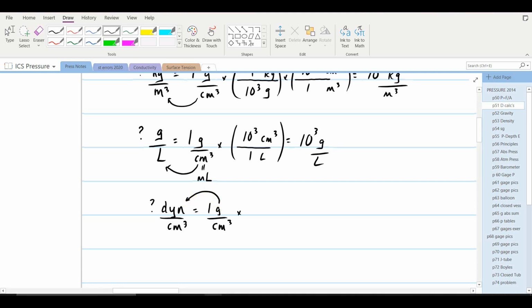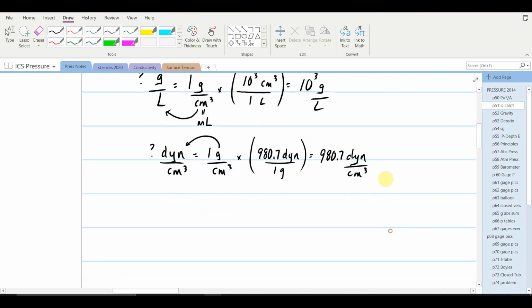And do you recall that the force of gravity is 980.7 dynes per gram of mass? So therefore, the mass density of water, 1 gram per cubic centimeter, is equal to 980.7 dynes per cubic centimeter as a weight density in the CGS system.